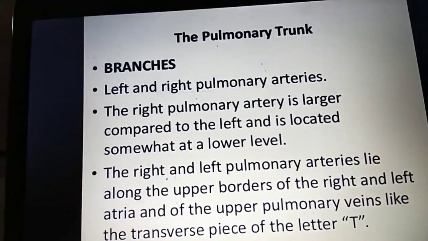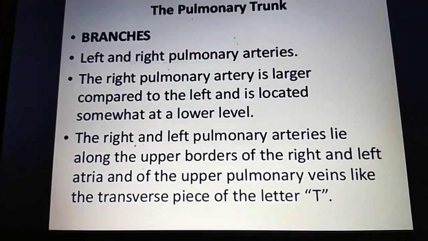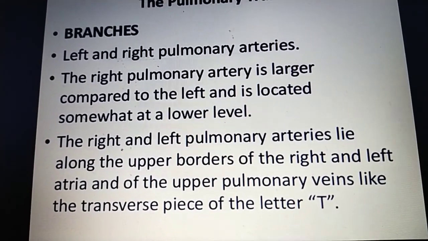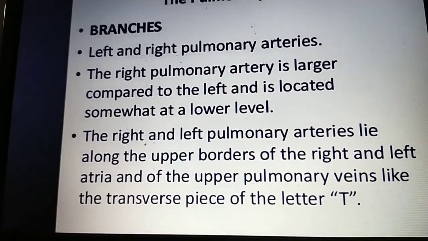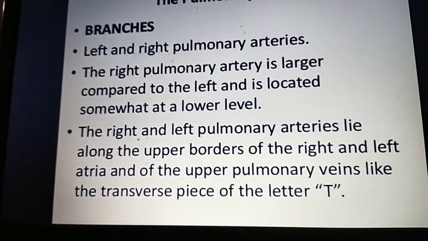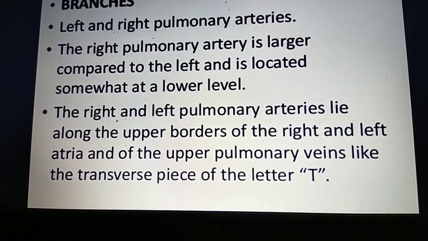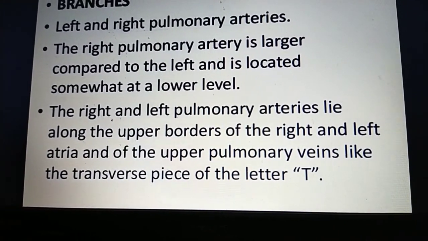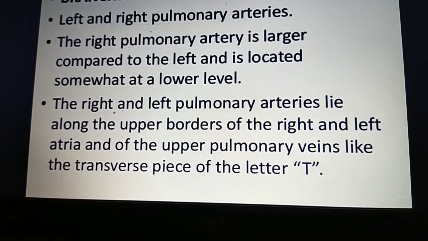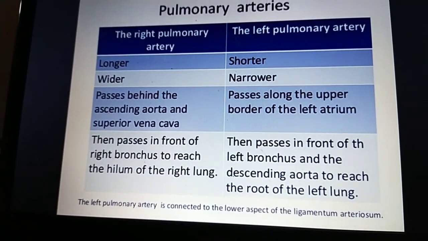Now, the branches of the pulmonary trunk. The pulmonary trunk branches into the left and right pulmonary artery. The right pulmonary artery is larger compared to the left and is located at a somewhat lower level. The right and left pulmonary arteries lie along the upper border of the right and left atrium, and the upper pulmonary veins, like a letter T.